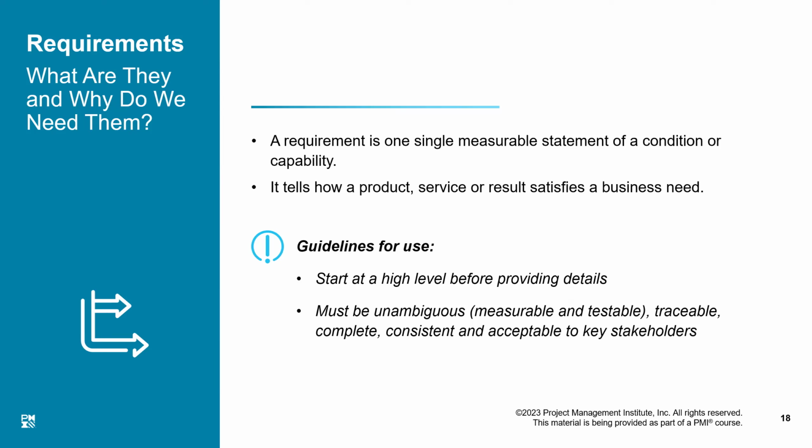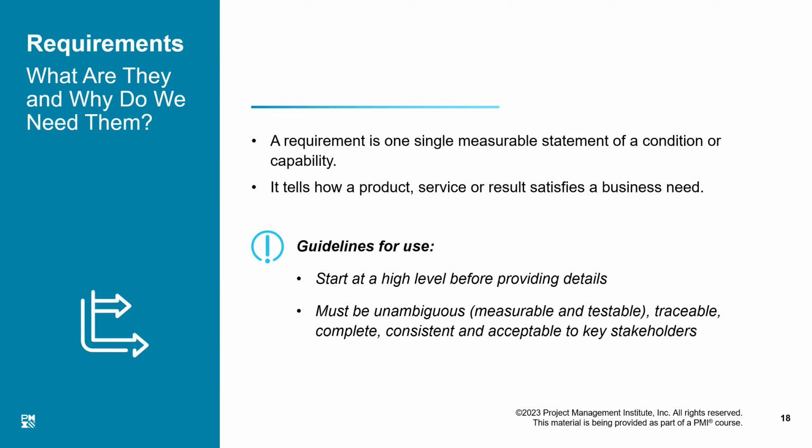So it tells how a product, service, or result satisfies a specific business need. So it is also associated with the alignment with the strategy or the business need. And that tells us that these requirements, if fulfilled, the business need will be fulfilled. Guidelines for use could be: start at a high level before providing details. So first divide the project into maybe phases, then phases into further subparts, and ultimately you can go down to the detail level.